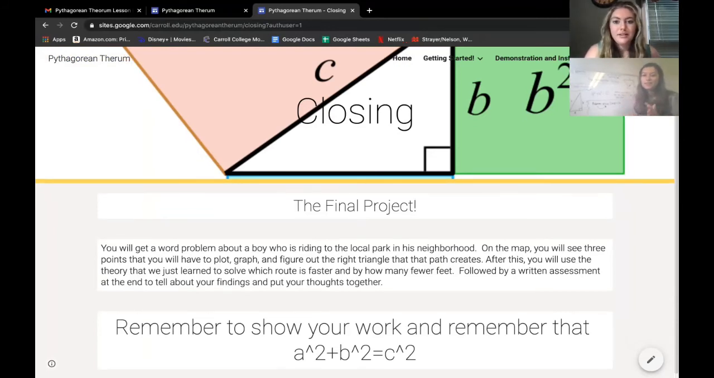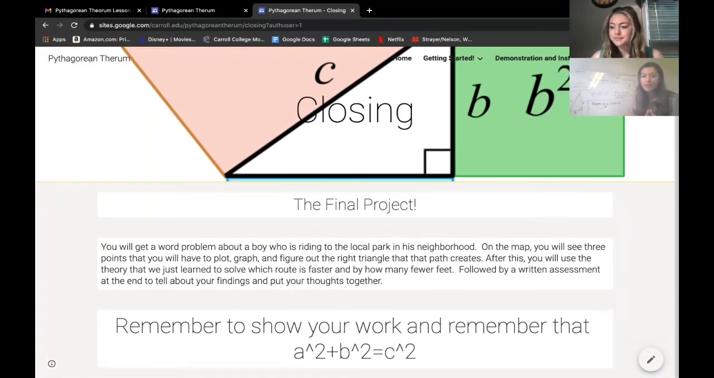All right, so our final project is looking back on the video that we watched before. You're going to see the same type of problem that you saw in there. So you're going to get a word problem about a boy who is riding to his local park in the neighborhood. On the map, you're going to see 3 points that you have to plot, graph, and then figure out the right triangle that the path creates. After that, you're going to use the theorem that we just solved, a squared plus b squared equals c squared, and see which route is faster and by how many fewer feet.